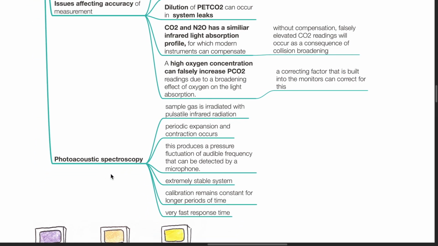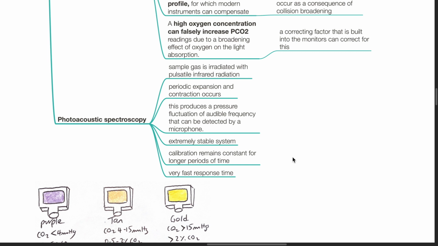Photoacoustic spectroscopy. In this method, sample gas is irradiated with pulsatile infrared radiation, and periodic expansion and contraction occurs. This produces a pressure fluctuation of audible frequency that can be detected by a microphone. It is extremely stable, and calibration remains constant for longer periods of time, and it has a fast response time.